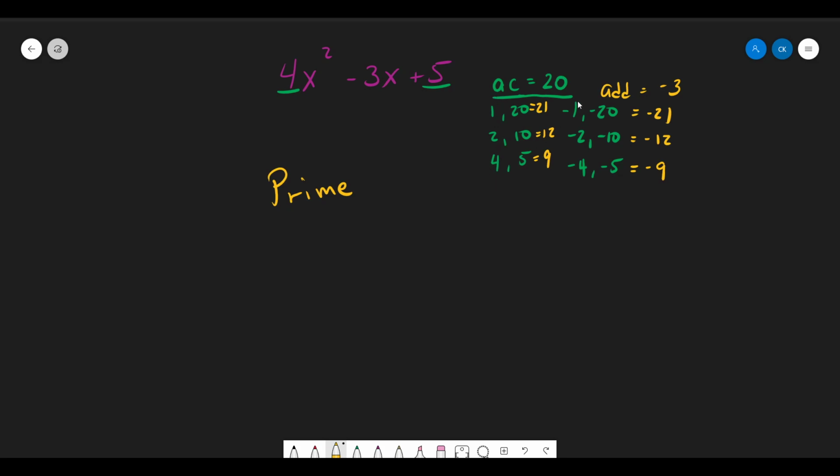But make sure you have all the factor pairs and that you didn't miss one, because that's unfortunately the biggest mistake people will make. They'll miss a factor pair. And of course, it's the one factor pair that would have worked. So always check to make sure you have every factor pair that multiplies to get your AC.